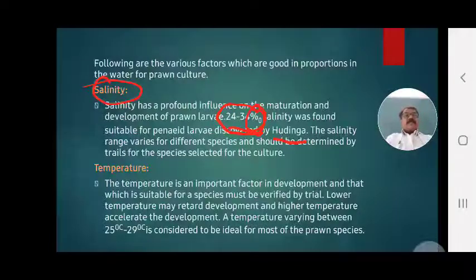Then next, temperature. The temperature is an important factor. It is also called a triggering factor, and also a limiting factor.